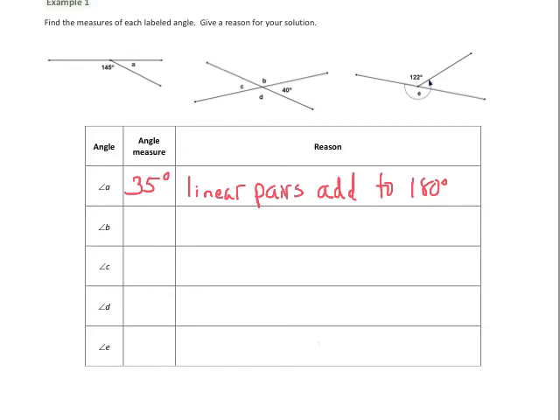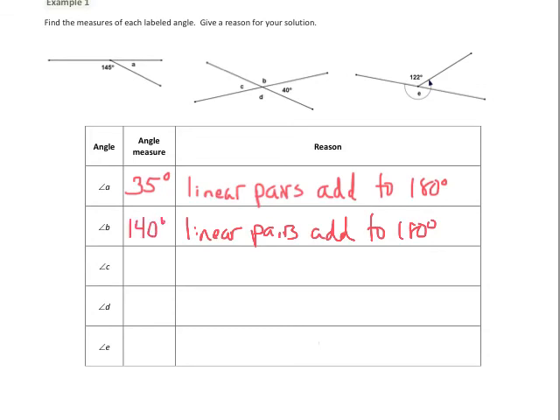Okay, the second one, angle B, if we look at this diagram. This is a set of intersecting lines, so we have vertical angles, and again we have linear pairs. So to start with B, linear pairs add to 180. Same reason, linear pairs add to 180. So by subtracting 40 from 180, we end up with 140 degrees.